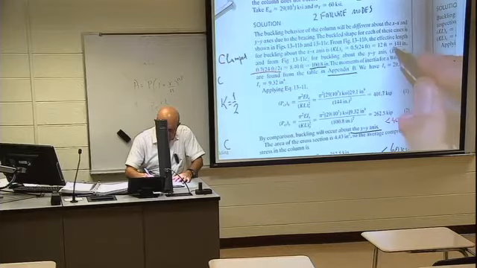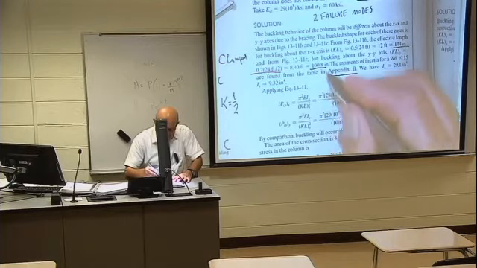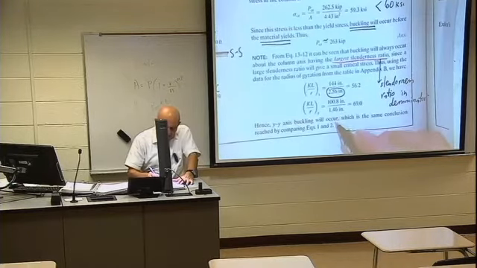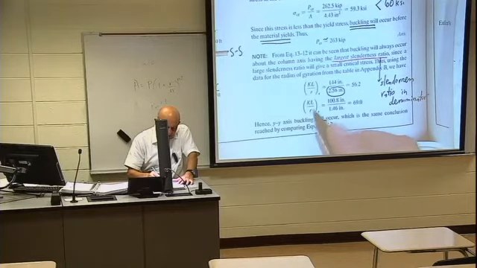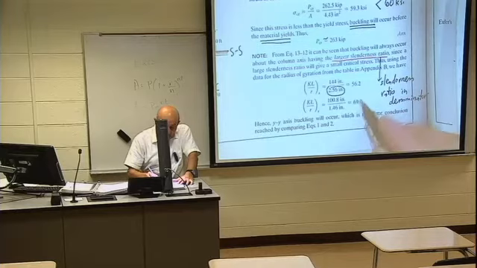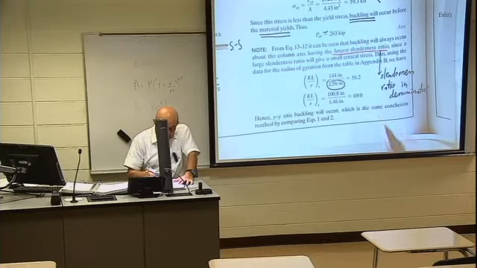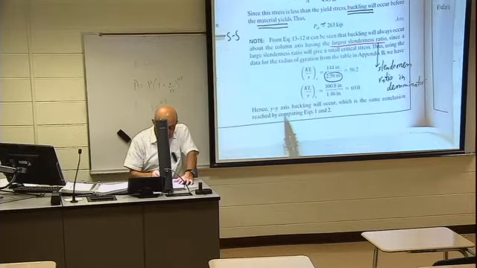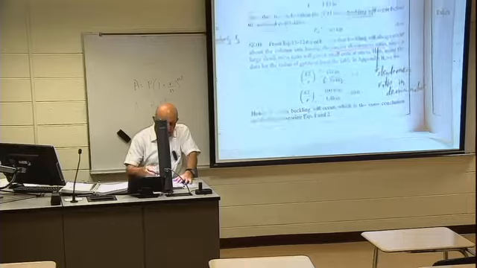Here it was 100.8, divided by the radius of gyration in the y direction, 1.46 inches, so the slenderness ratio is 69. Hence, y-axis buckling will occur, which is the same conclusion reached by comparing the two critical loads.